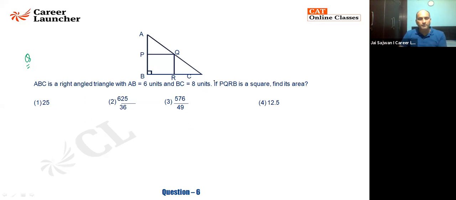So here we go. ABC is a right angle triangle. It is already mentioned as a right angle triangle. AB is coming out to be 6. This whole length is given as a 6 here. And BC is coming out to be, C is here. This point is C. That comes out to be 8.